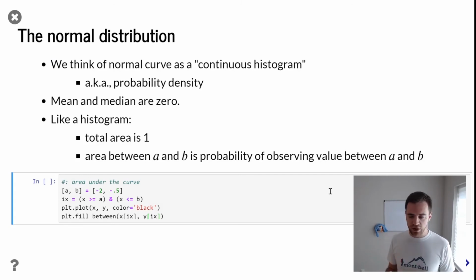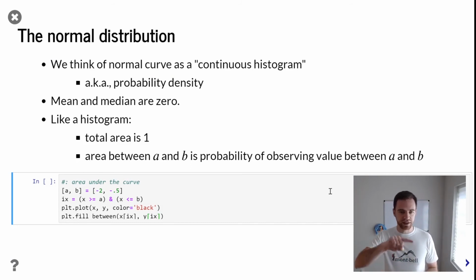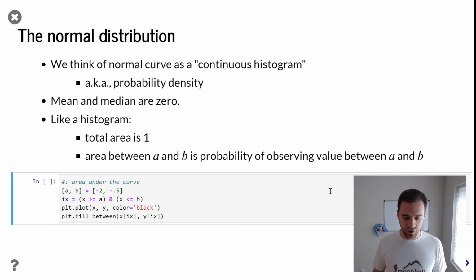So let's talk a little bit more about the normal distribution, because it's a very, very important thing in statistics. First of all, this curve that we call the normal curve, you can think of in some sense as a continuous histogram. The technical term for it is probability density. What it does is describe the likelihood of seeing any particular value.